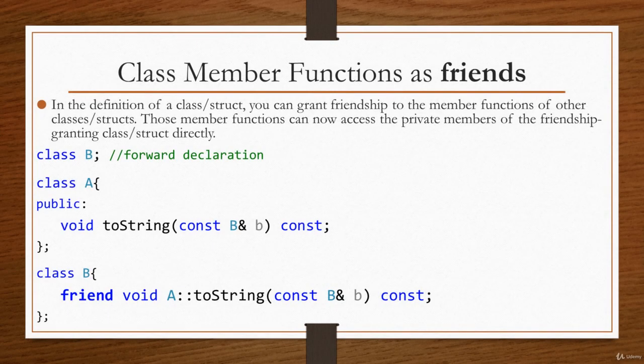Next I want to talk about class member functions as friends. In the definition of a class or a struct, you can grant friendship to the member functions of other classes or structs. And now those member functions can access the private members of the friendship granting class or struct directly. It might be a bit annoying that I'm using class/struct here in these slides, but you have to remember that with C++, a struct and a class is basically the same thing.